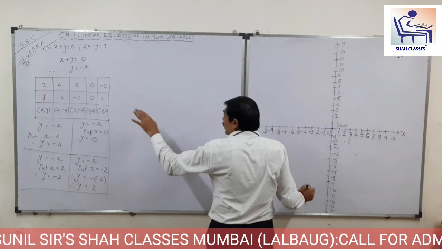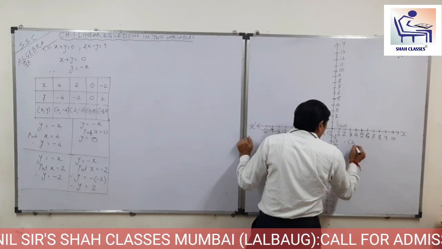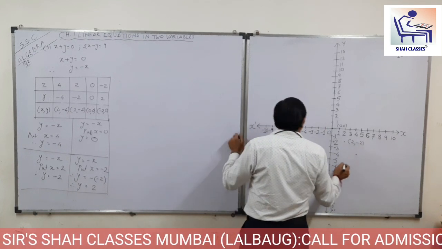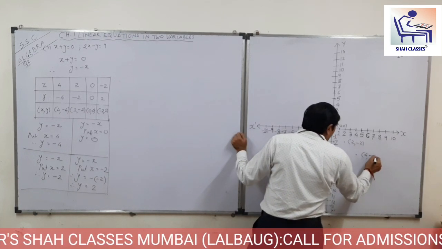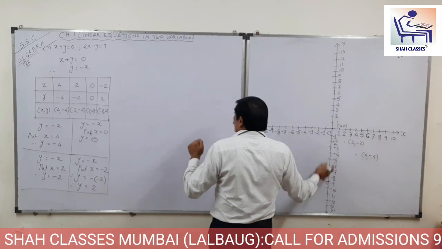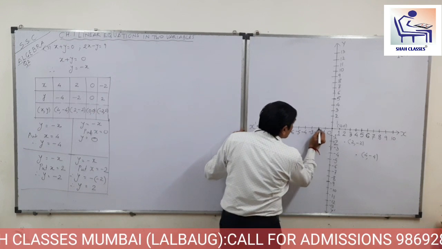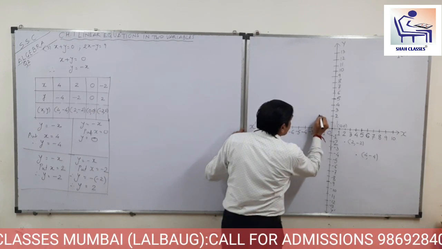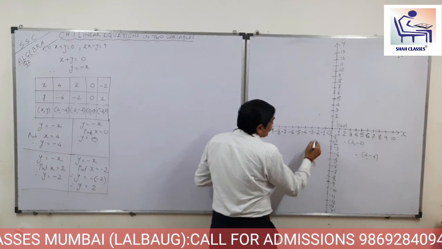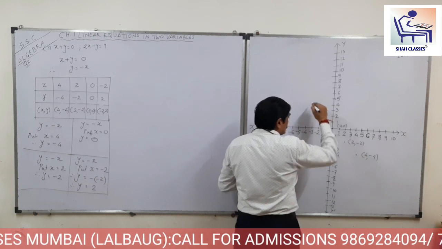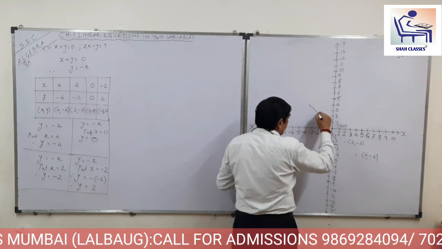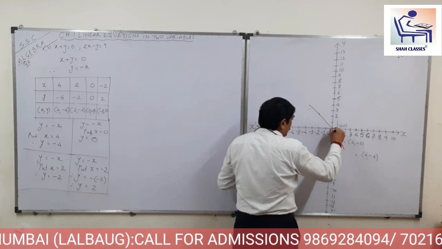Here we got some idea now. You can write these points also. And the first point is 4 minus 4. It means your line is moving like this. And minus 2 and 2. So minus 2, 2. Please draw the line through a ruler.